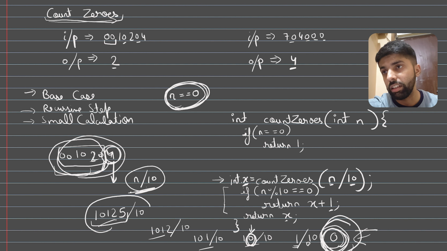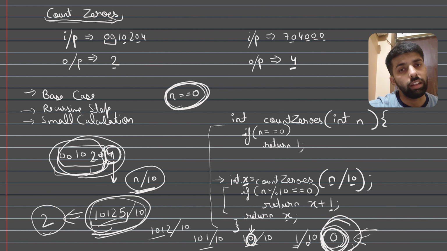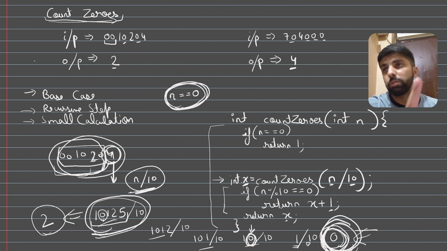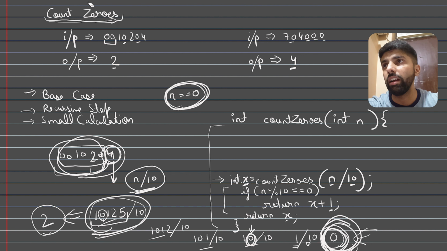So if I run my code for this, the answer will be 2 with this code. The answer will be 2 because it will count this 0, and it will count the 0 which the number will become later on after dividing by 10. So there are 2 zeros, but actually there is only 1 0 in this number. So this base case is not correct, right? We will have to modify the base case.